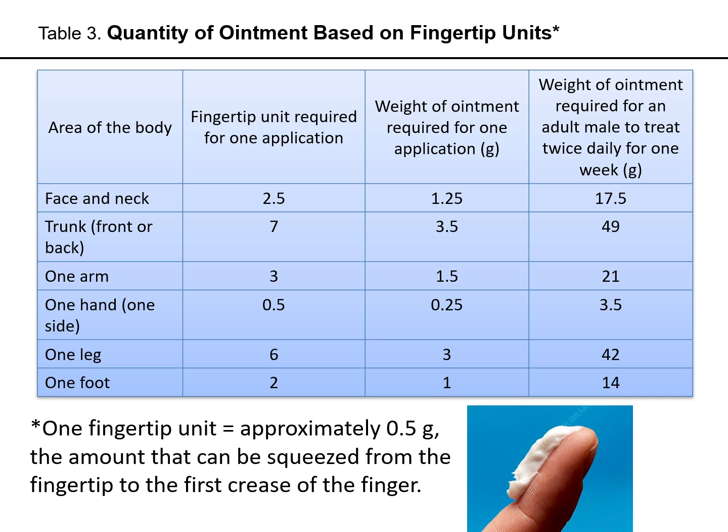So here, as an example, if you want to treat a lesion on the face and neck and you want to cover this, you will need 2.5 fingertip units required. That's around 1.25 grams, right? So 2.5 times you have to do this. Whereas if you're covering one side of the hand, you will need only a half of the fingertip unit. That's corresponding to 0.25 grams of the ointment.